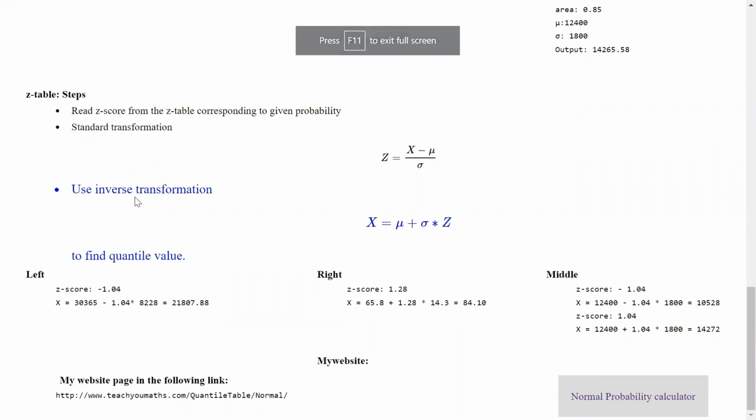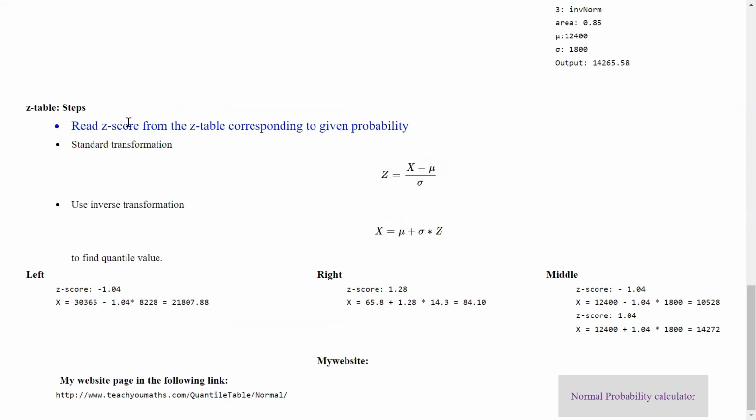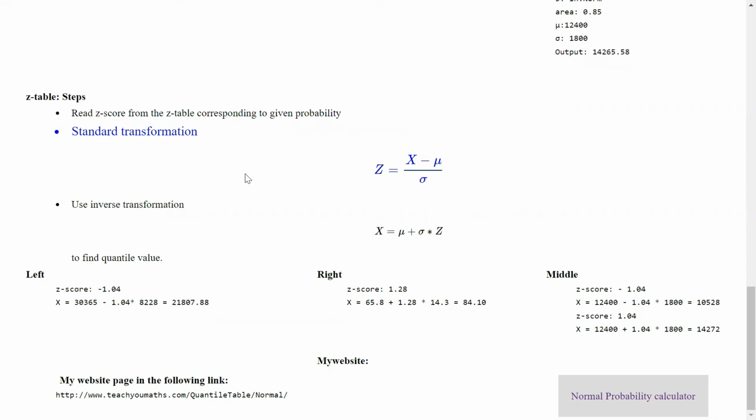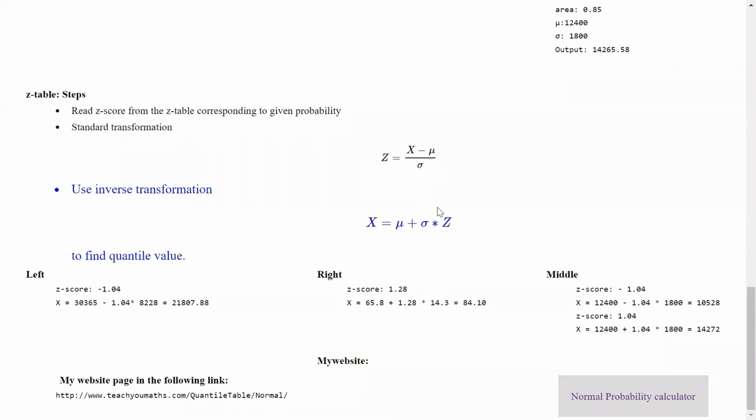Use of z-table. First, we shall discuss steps in using z-table. In the first step, we read z-score from the z-table corresponding to the given probability. We already know this standard transformation. We solve for x in this standard transformation to get this inverse transformation, which is used to find quantile value. Let's browse z-table to read z-scores from the probabilities.